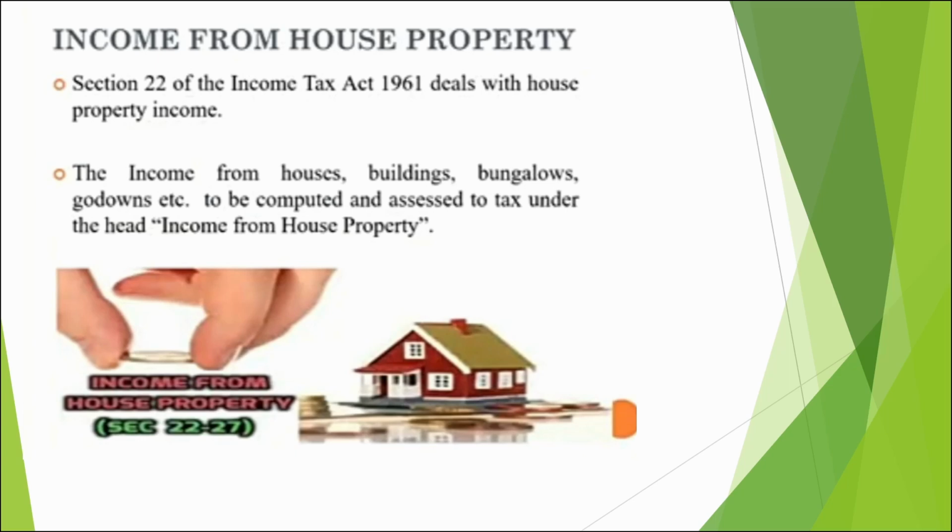Next, definition of the head. The income from houses, buildings, bungalows, godowns, etc. to be computed and assessed to tax under the head income from house property. The income under this head is not based upon the actual income from the property, but upon notional income or the annual value of that building. House property income equals annual value of building minus specified deductions allowed under section 24.